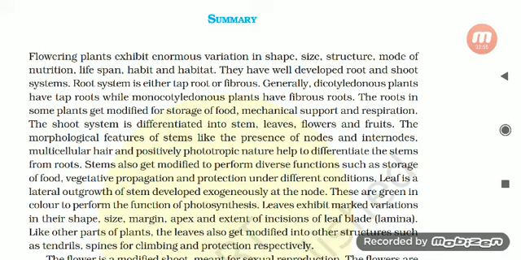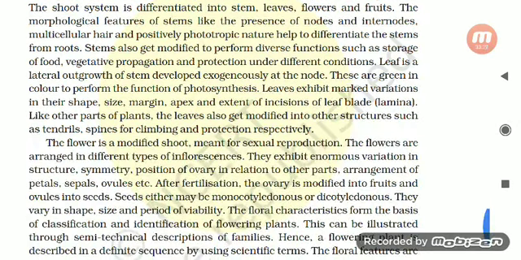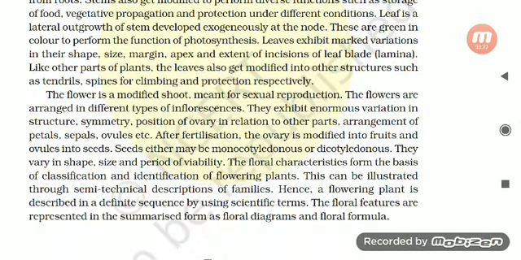Leaf is a lateral outgrowth of stem developed exogenously at a node. These are green in color to perform the function of photosynthesis. Leaves exhibit marked variations in their shape, size, margin, apex, and extent of incisions of leaf blade lamina. Like other parts of plants, the leaves also get modified into other structures such as tendrils and spines for climbing and protection respectively. The flower is a modified shoot meant for sexual reproduction. The flowers are arranged in different types of inflorescences. They exhibit enormous variation in structure, symmetry, position of ovary in relation to the other parts, arrangement of petals, sepals, and ovules. After fertilization, the ovary is modified into fruits and varies in shape, size, and period of viability.